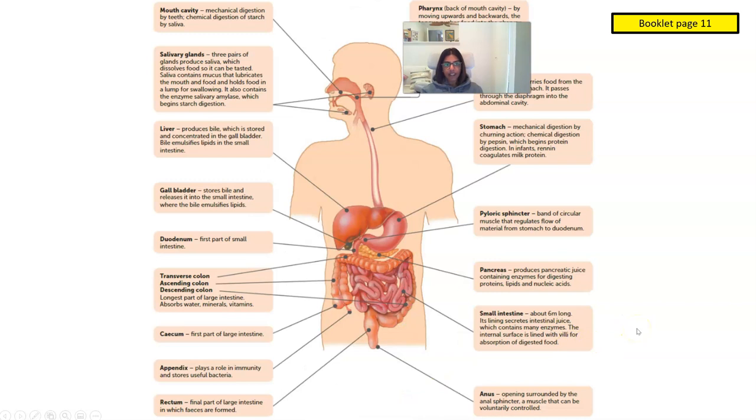So here is a more detailed description of those organs that I've talked about. Please pause the video here and turn to page 11 in your class booklet and make sure that you fill out the detail.